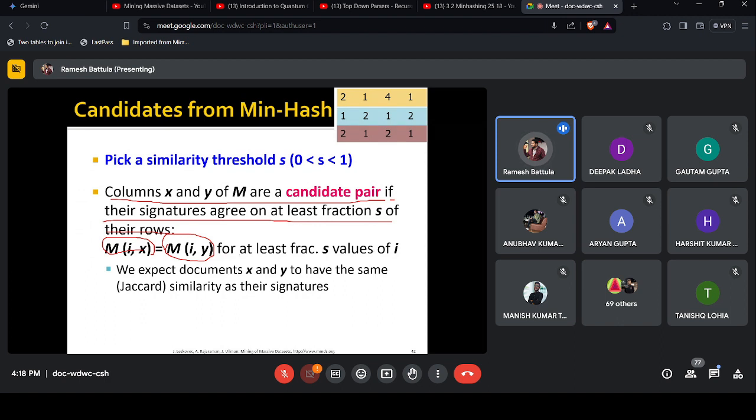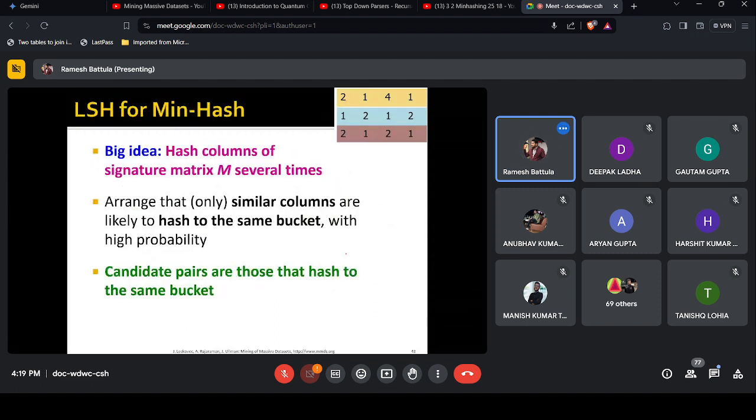So for these two, at least the fraction S value is going to be such that we need to find. So it means X and Y have the same Jaccard similarity as their signatures. That is the way we are going to find the similar columns. If you have similar columns, they are likely to hash to the same bucket, and the probability is also going to be very high. We said you need to observe the similar columns and hash those similar columns to the same bucket.